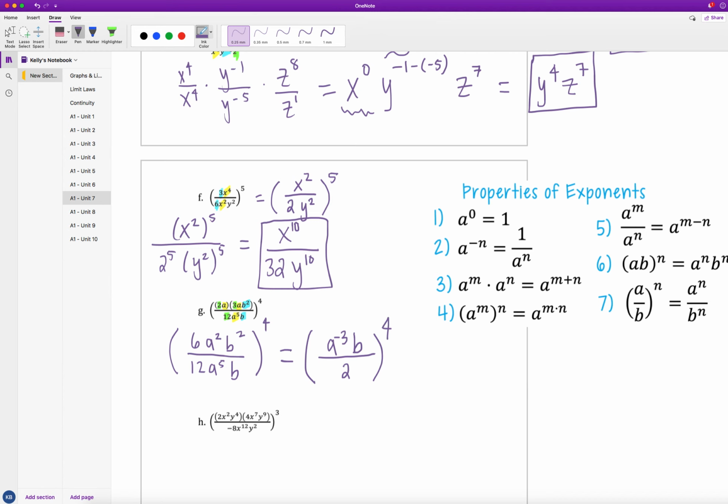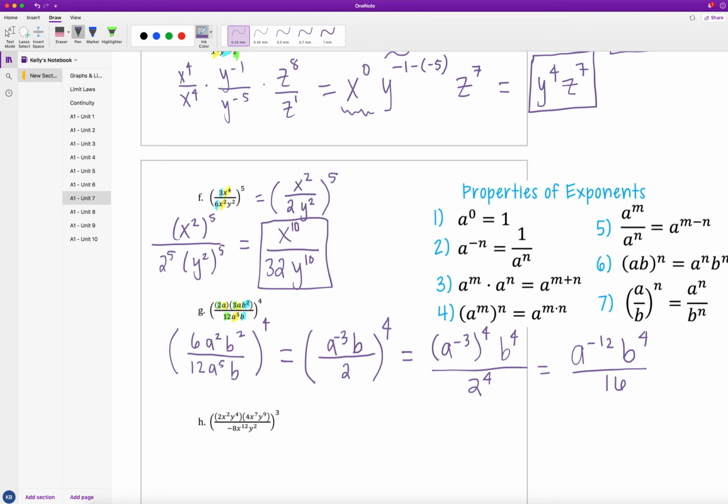Now that the inside portion is completely simplified, let's go ahead and distribute the outside power to all the pieces. How many pieces will we distribute that 4th power to? We will distribute it to 3 pieces. We have the A to the negative 3rd to the 4th. We'll have the B to the 4th. All over, we'll also have the 2 to the 4th. So, last thing left to simplify is this A to the negative 3rd to the 4th. I have power to power. This is property number 4 up here, so I multiply those and I get A to the negative 12th. B to the 4th is already simplified, and then 2 to the 4th is 16.